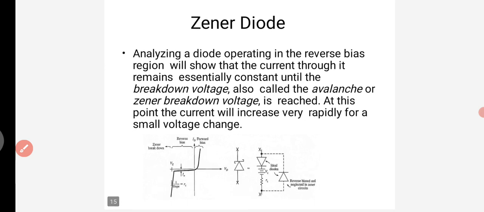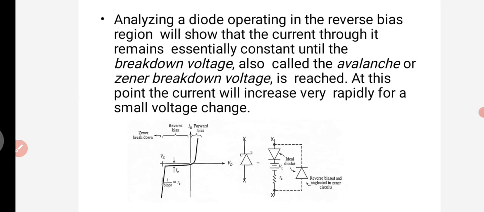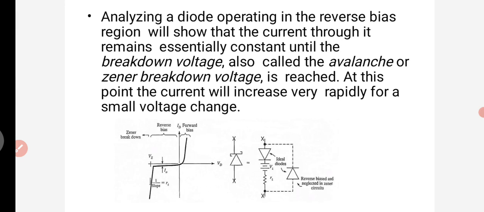Here the Zener diode will act as a voltage regulator. So let us analyze the Zener diode. Analyzing a diode operating in the reverse bias region will show that the current through it remains essentially constant until the breakdown voltage, also called the avalanche or Zener breakdown voltage, is reached. At this point, the current will increase very rapidly for a small voltage change. That means when the Zener diode is operating in the reverse bias region, it works as a voltage regulator.